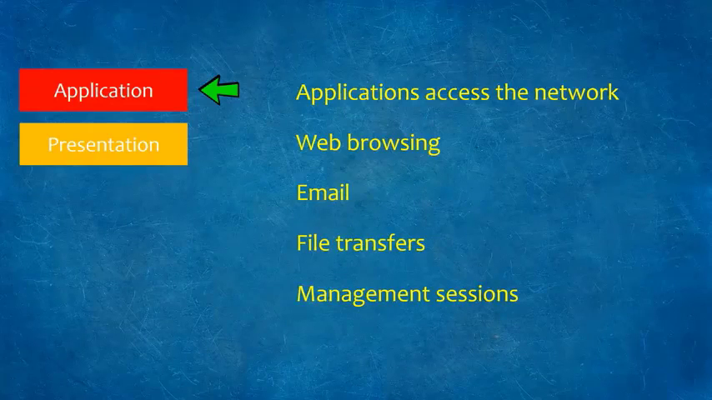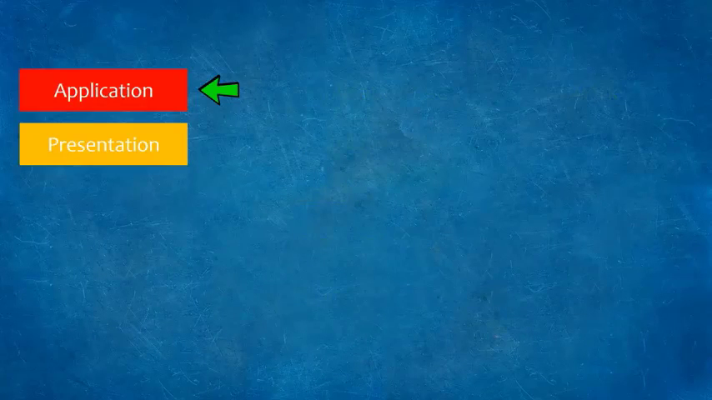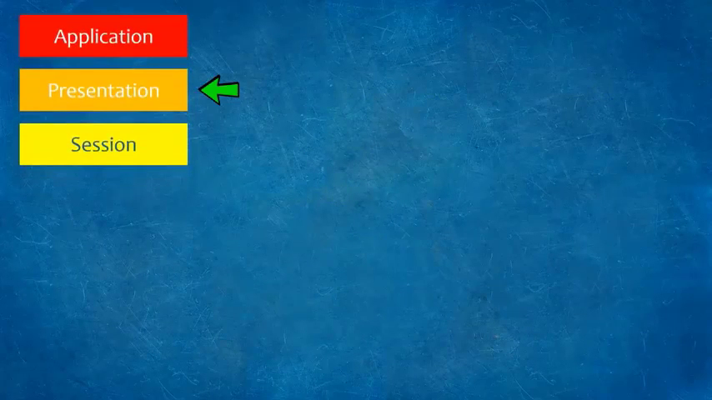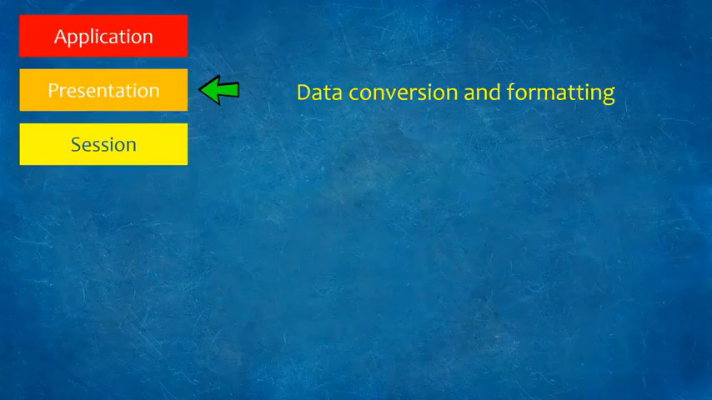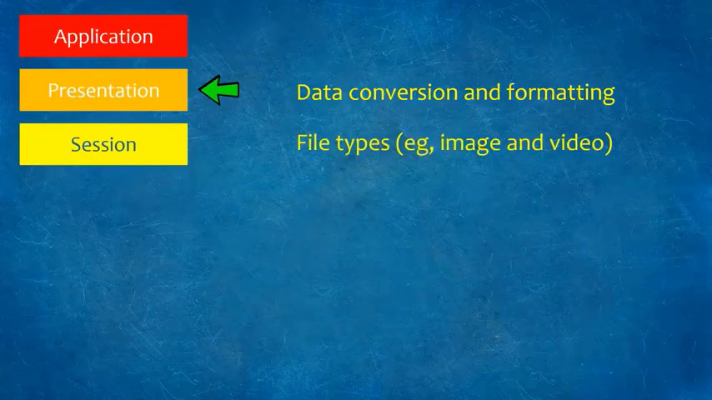The application may contain a lot of data. This data may not always make sense to the rest of the network, so the presentation layer helps by converting it if needed. This conversion may also include services like encryption and compression. File formats also live here, including images and video files.